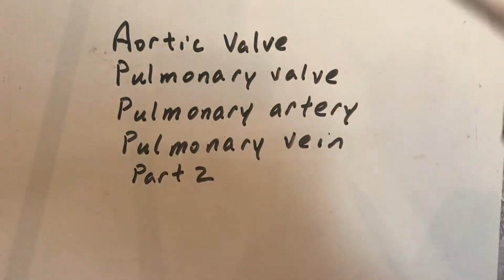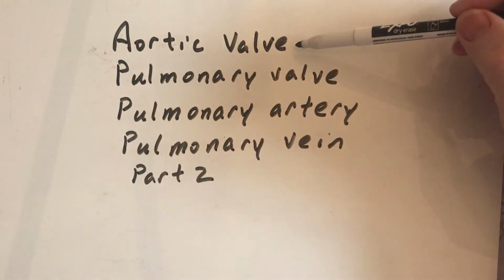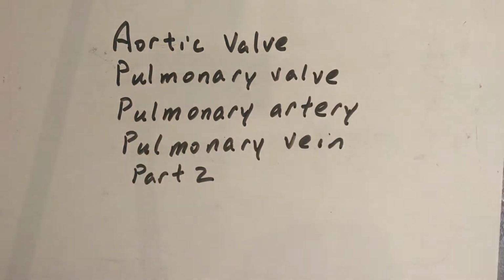Okay, so we are back, and we just got done talking about the aortic valve and the pulmonary valve. We're going to go into the pulmonary artery and the pulmonary vein right now. So let's get started. Okay, so let's talk first about what these do.